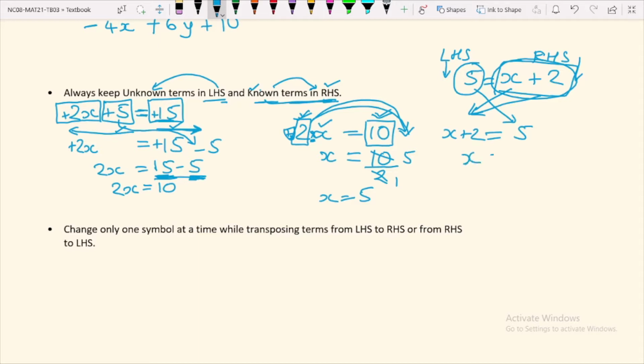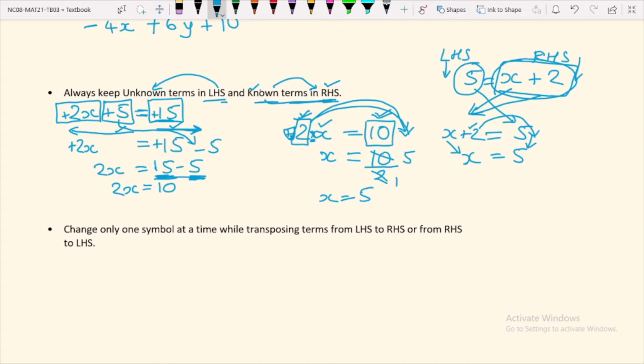So x is equal to 5. X is unknown term. This should be in LHS as it is. I have written. 5 is known term. It should be written in RHS. So I have written it as it is. But plus 2 is a known term. We know the value of plus 2. But it has been written in LHS. So I have to shift it to RHS.